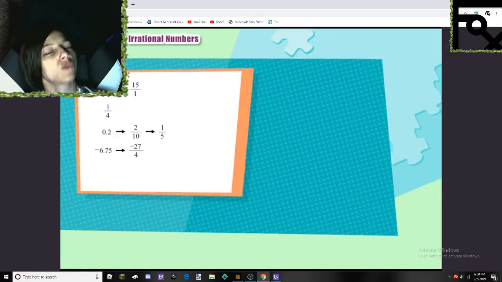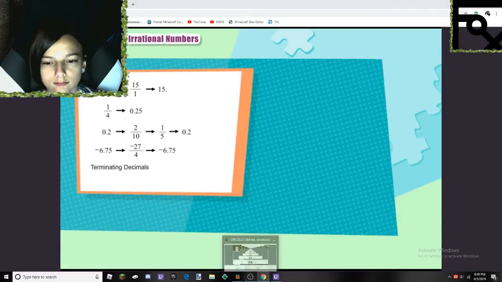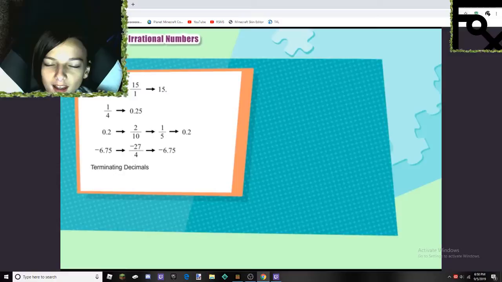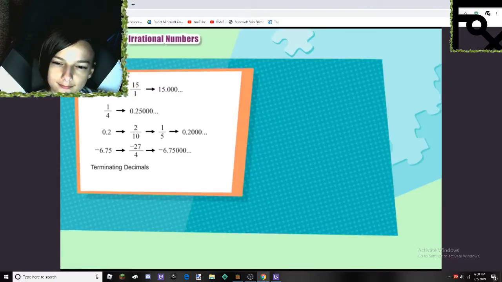We can also express each of them as a terminating decimal, that is, as decimals having a finite number of non-zero digits. When the non-zero digits end or terminate, all remaining decimal places are zeros. 1/5, 1/4, 0.2, and negative 6.75 are all terminating. The non-zero digit furthest to the right terminates the number, so all additional digits would be 0.